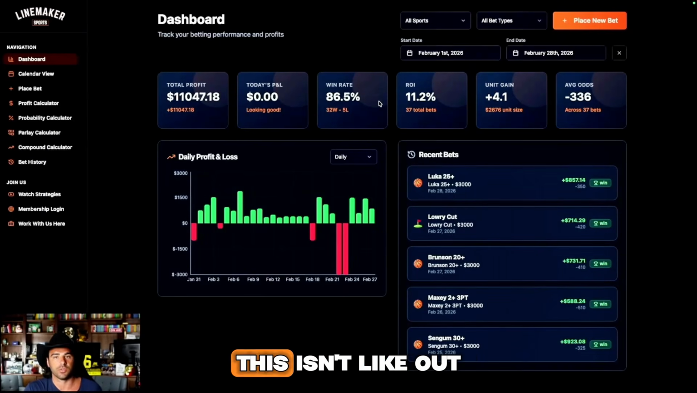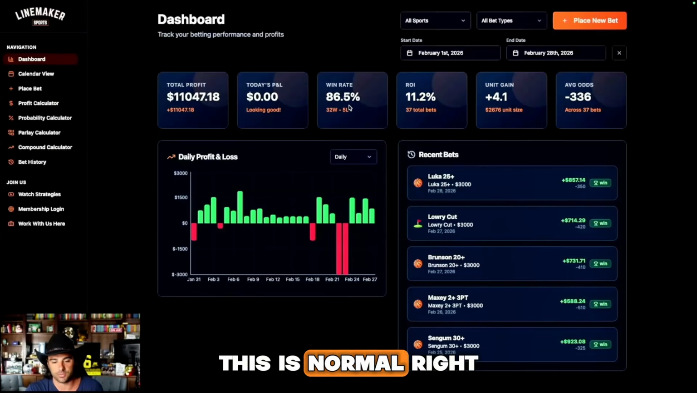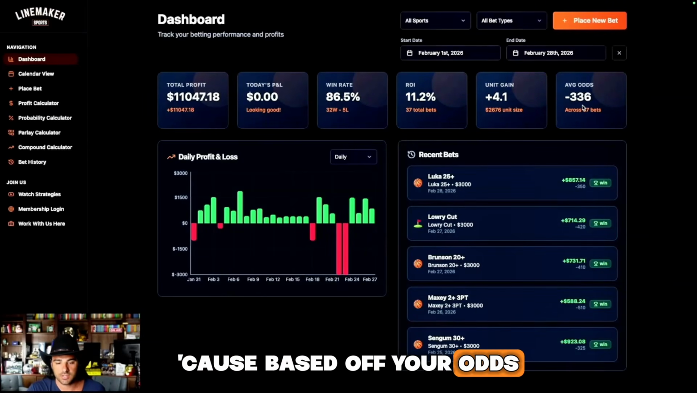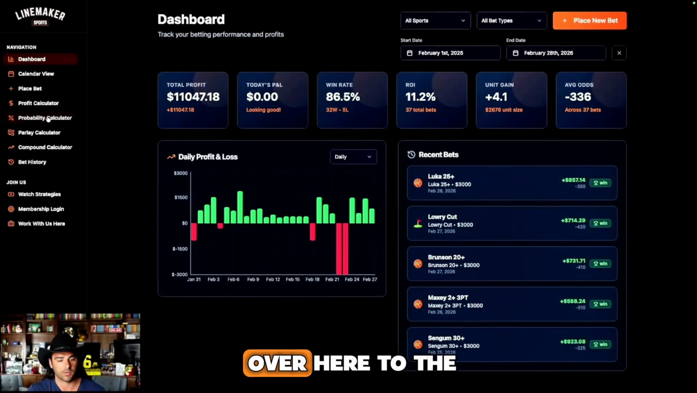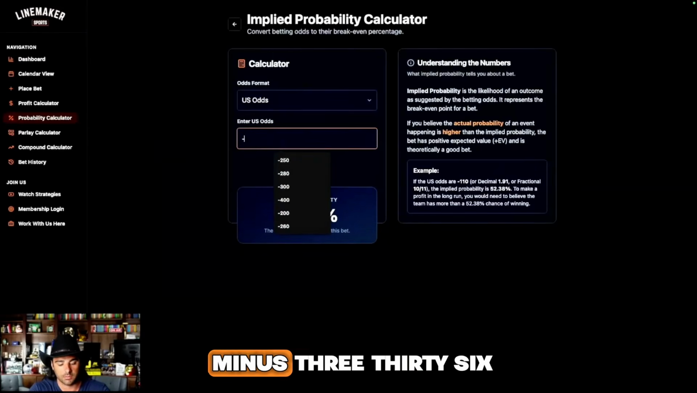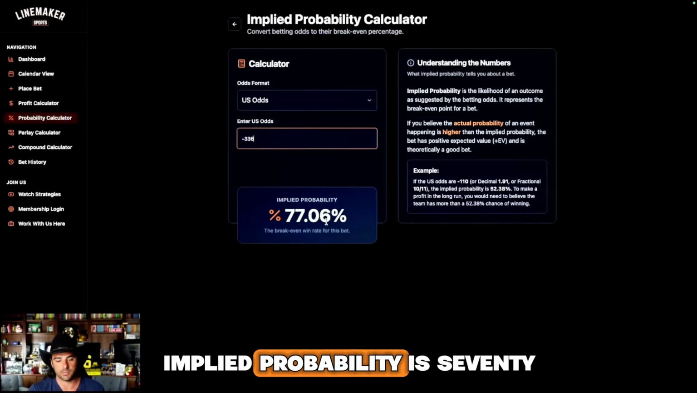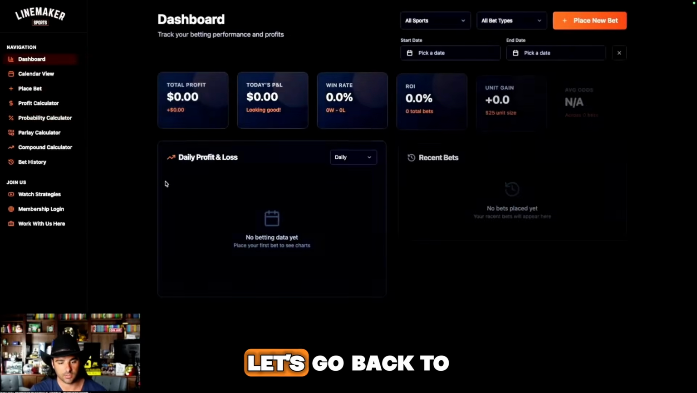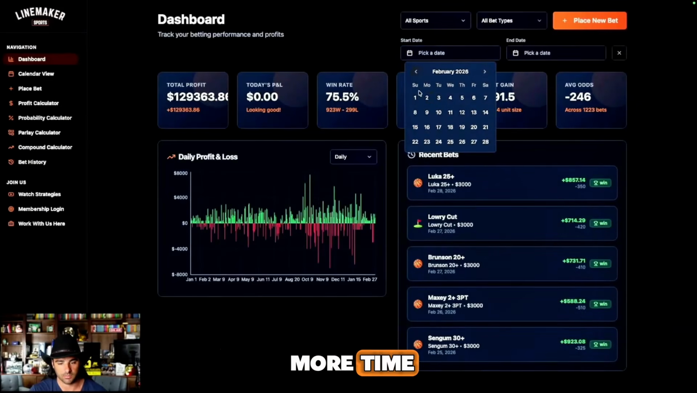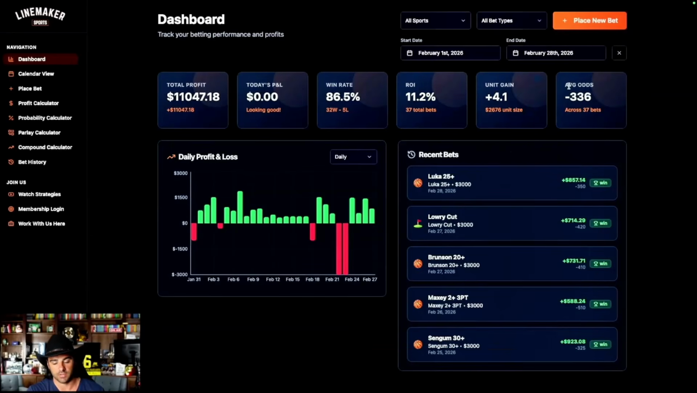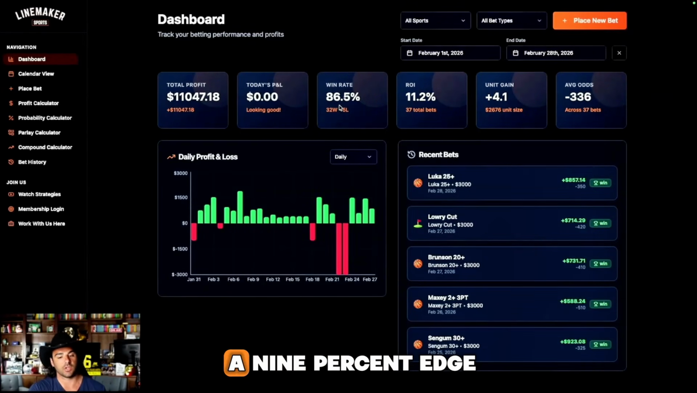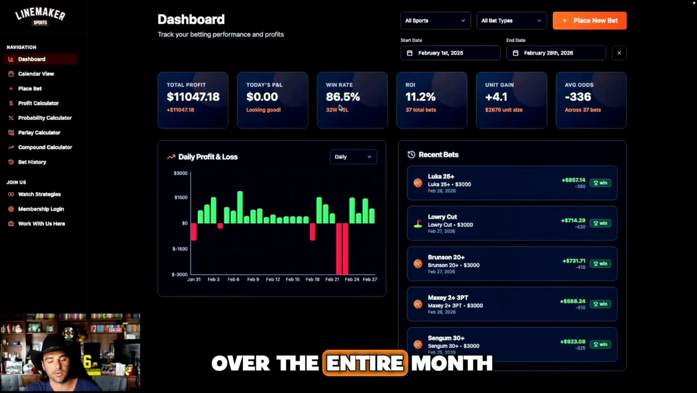Now, this is normal. This isn't out of the ordinary. This is normal right here, because based off your odds, that's what you have to adjust accordingly. Now, at a minus 336, if we go over here to the probability calculator and put in minus 336, implied probability is 77.06%. Let's go back to the dashboard here. Let's filter that one more time. Remember, 77% is your implied probability there. So the implied probability of the odds that I played was 77%, and I hit 86.5%. So I gave myself a 9% edge over the entire month.